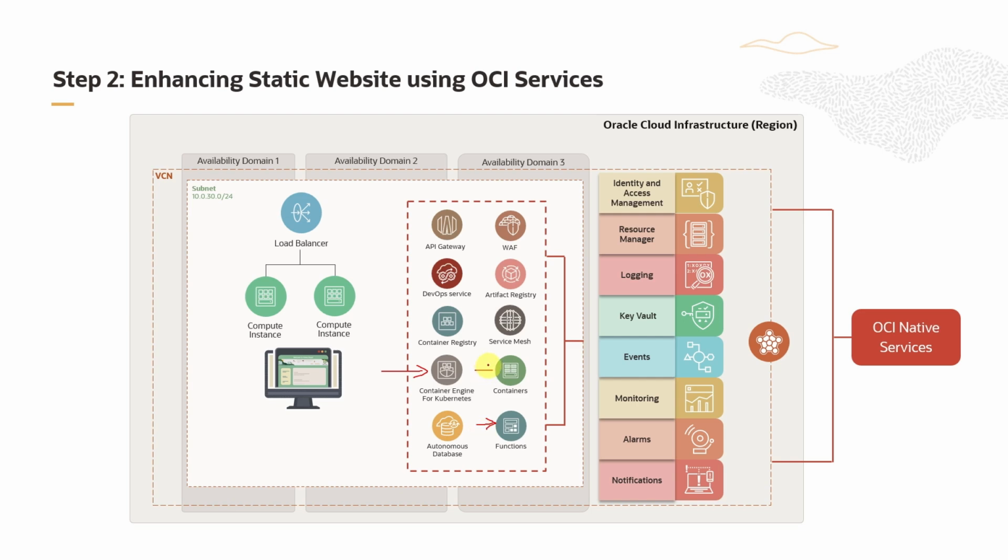Container images and other artifacts required for the microservices will be stored in the OCI Container Registry and Artifact Registry. These services offer secure and scalable storage for container images and artifacts, ensuring efficient management and distribution across development and deployment environments. We can utilize Oracle API Gateway service to enable communication between the deployed microservices and external clients.